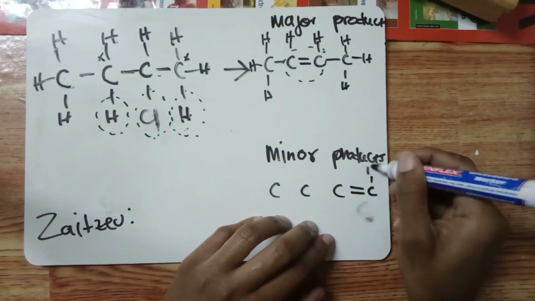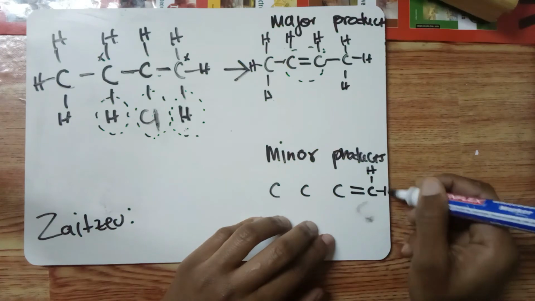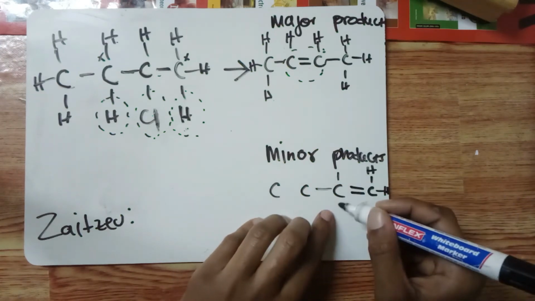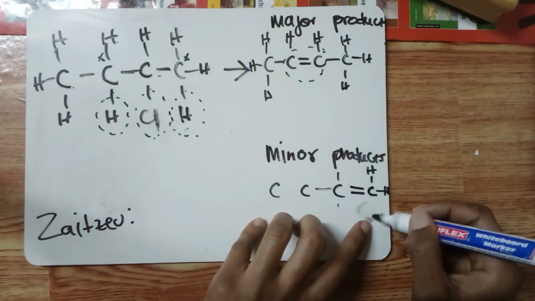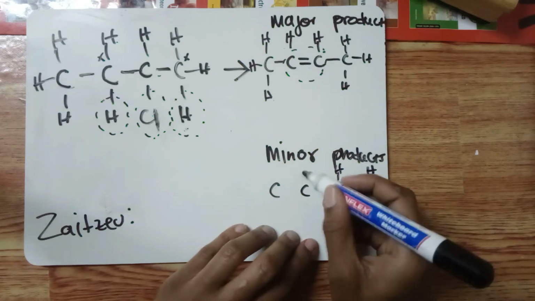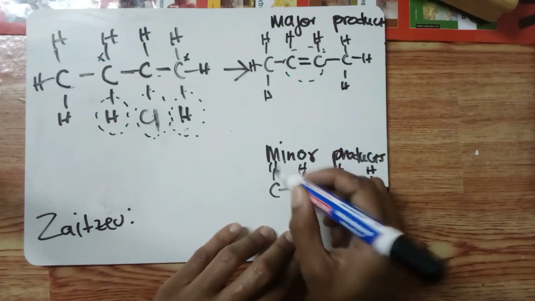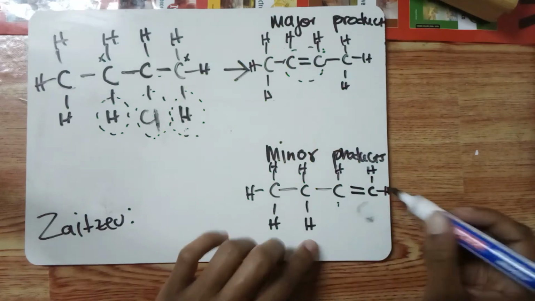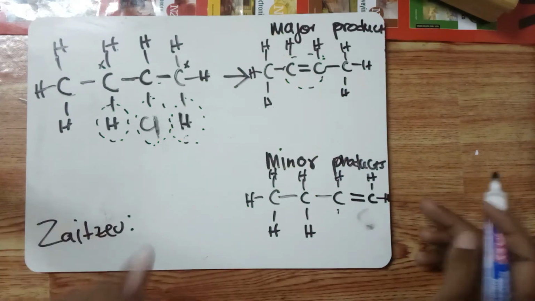a lie. So we have 1, 2, 3, 4. So here we have removed the chlorine atom, and here we have removed the hydrogen atom. So we have H, 1, 2, 3, 4, and then there we are. 1, 2, 3. C. So please note that difference.